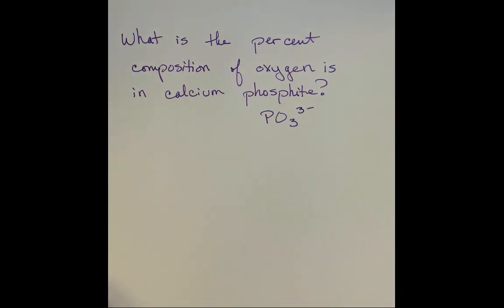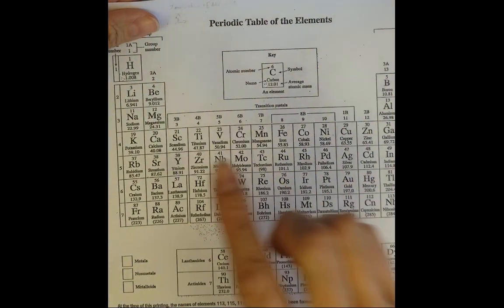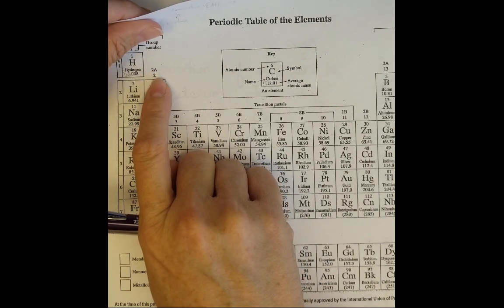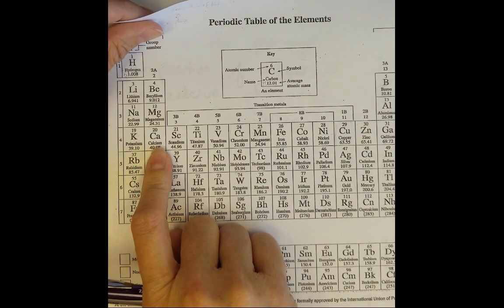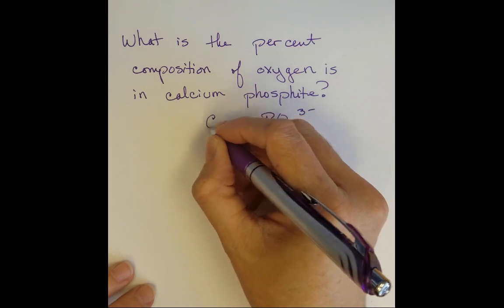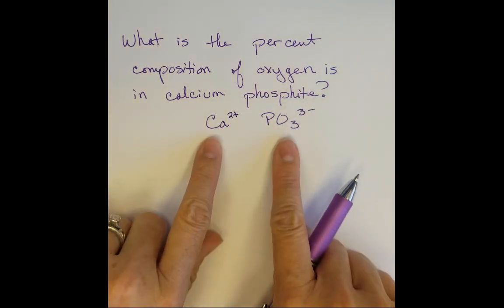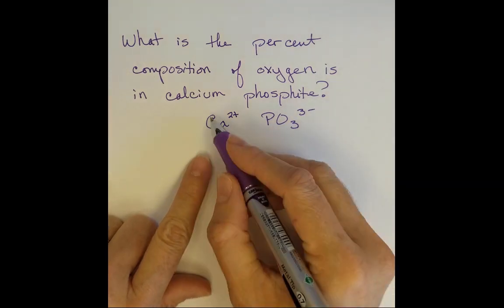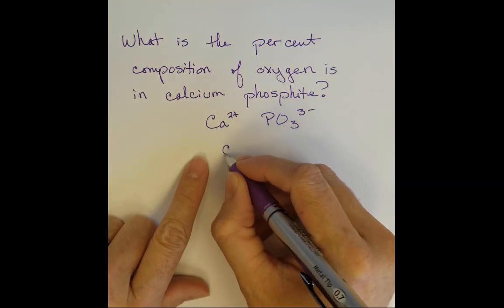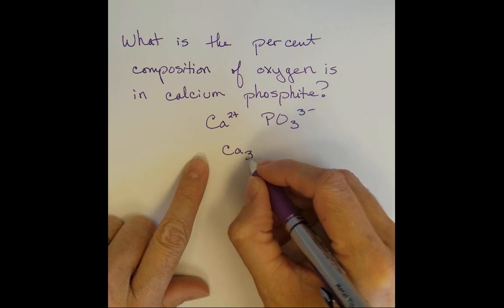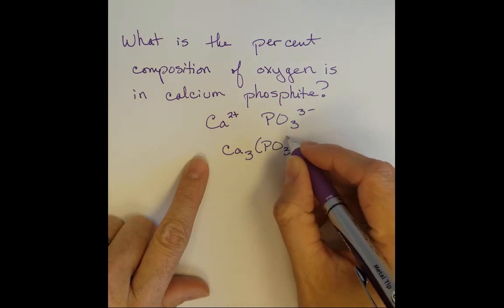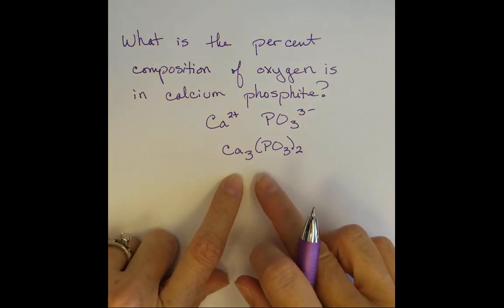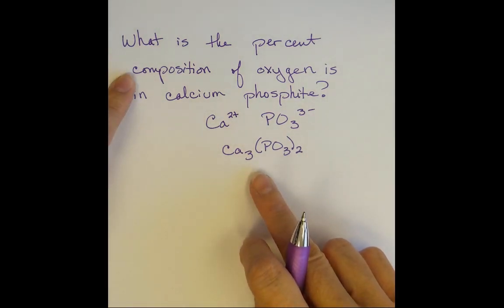Calcium, I can at least pull that off of the periodic table and see that calcium is here in the alkaline earth metals, group 2A. So this is going to have a +2 charge. From here, I need to put this together to form an ionic compound. So I can use that drop and swap method. I'm going to need 3 calciums and 2 phosphites. So here, finally, is my formula to work off of.